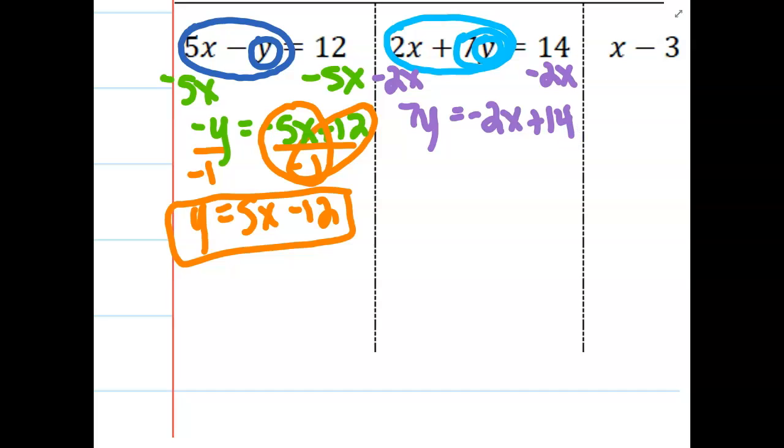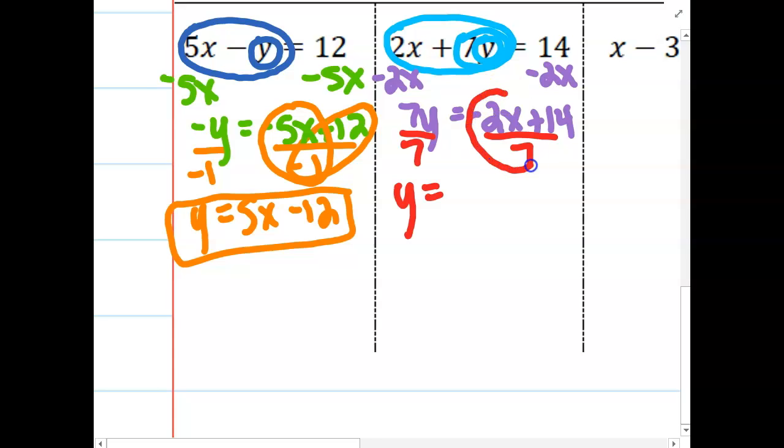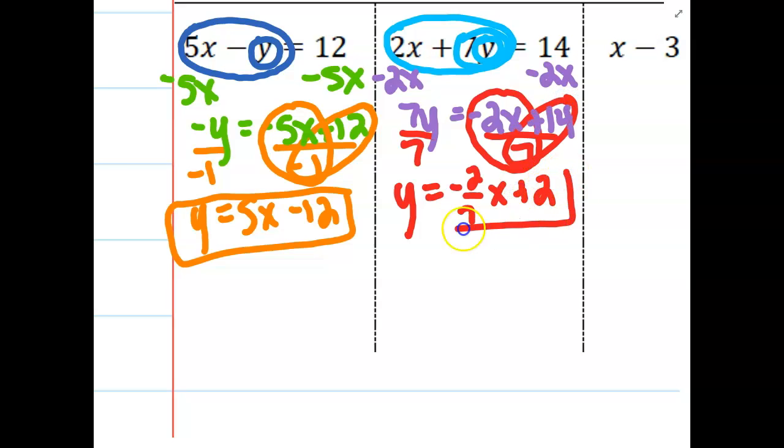And then to get rid of the 7 in front of the y, we would divide everything by 7. You're always going to do a big fraction bar over there on the right. So we have y equals, and then we do the butterfly method. So when I do negative 2x over 7, the 2 over 7 isn't going to reduce. So we're just going to leave it as negative 2/7 and then kick the x out of the fraction. And then we'll do a positive 14 divided by 7, which I can simplify into a plus 2.